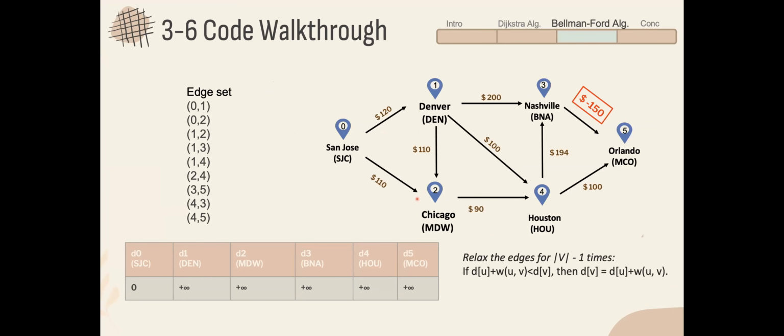Next, let's look at the initialization of the Bellman-Ford algorithm. At first, we add all the edges to the edge set here. We're going to iterate through them one by one for V minus 1 times. Initially, the distance is set to infinity except for the source node. And these are the edge relaxation steps that we're going to do.